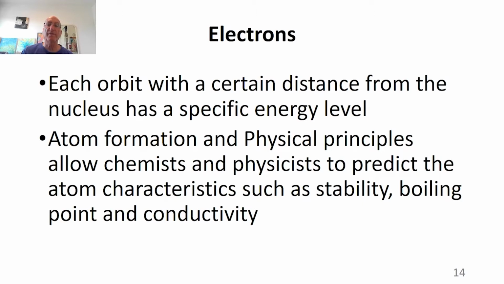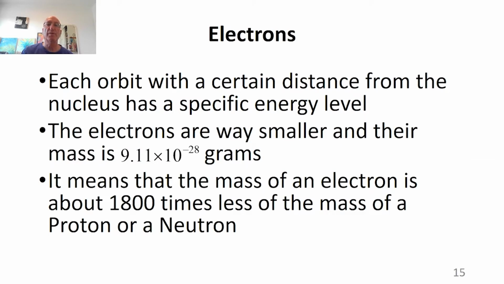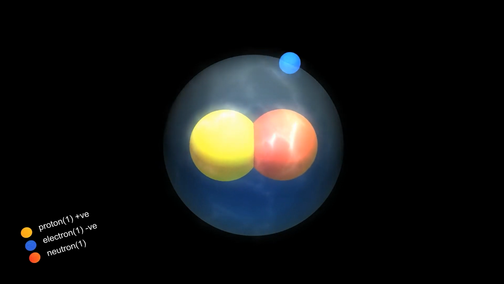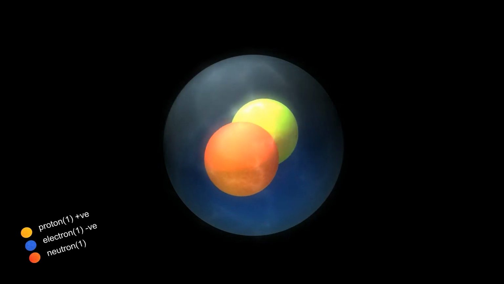Atom formation and physical principles allow chemists and physicists to predict the atom's characteristics such as stability, boiling point, and conductivity. The electrons are way smaller and the mass is 9.11 multiplied by 10 to the power of minus 28 grams. It means that the mass of an electron is about 1800 times less than the mass of the proton or neutron.